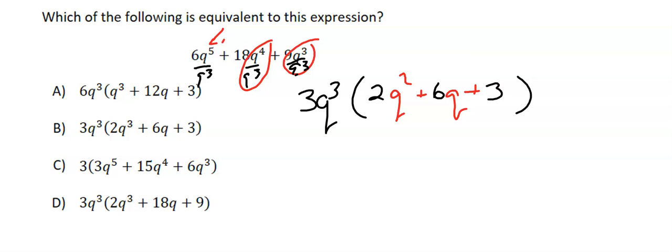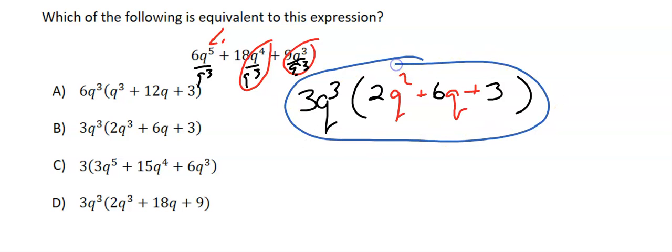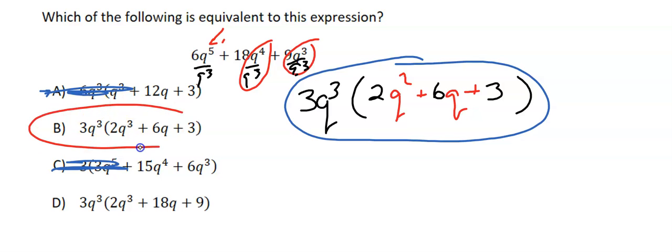So my answer here, we just got to match it up. Well, let's look at the first one. Nope, I factored out a 6q. That doesn't work. I need a 3q cubed. That doesn't work either. So B and D are my only two answer choices, and you have the 6q and the 3 that matches up with answer choice B. Boom. B is your answer.